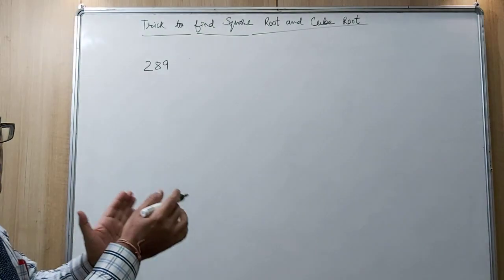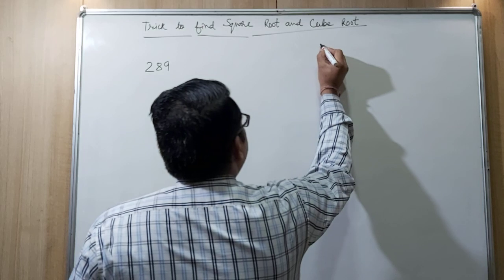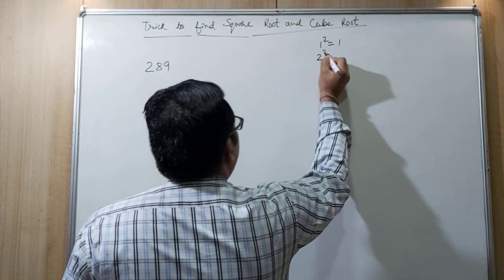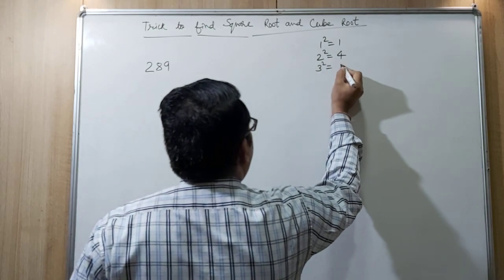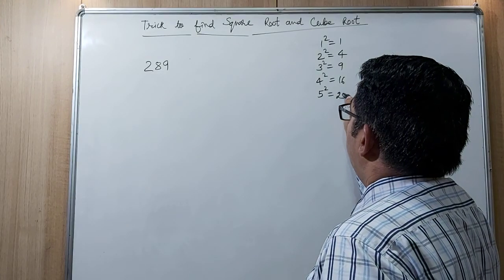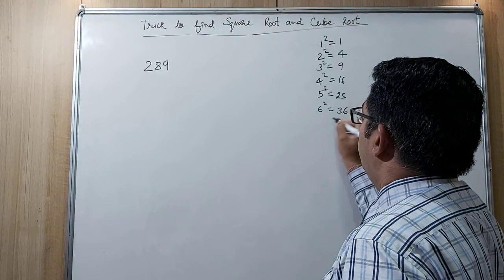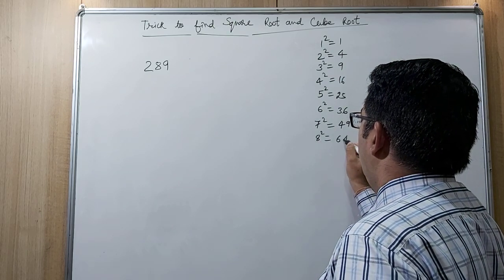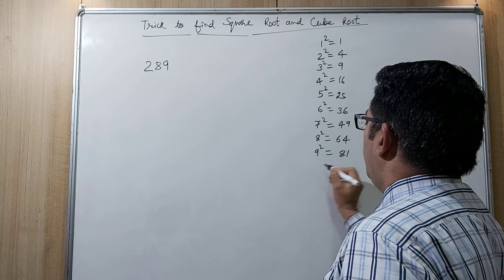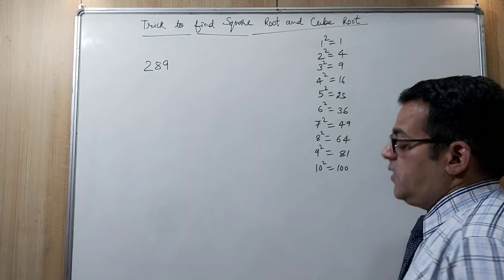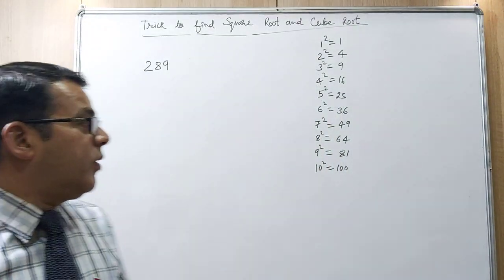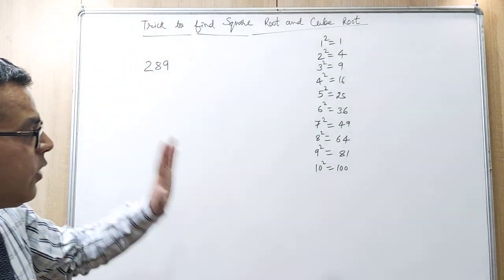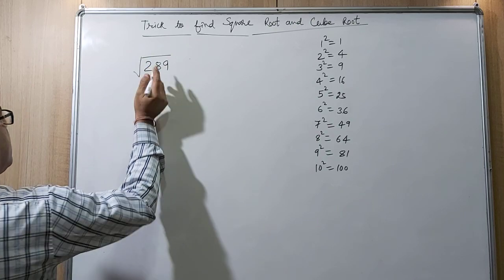So I'm writing here the squares of the numbers till 10 first. Square of 1 is 1, square of 2 we know is 4, square of 3 is 9, square of 4 we know is 16, square of 5 is 25, square of 6 is 36, square of 7 is 49, square of 8 is 64, square of 9 is 81, and square of 10 is 100. You must know the squares of numbers from 1 to 10. Then only you can easily find the square root of this number.